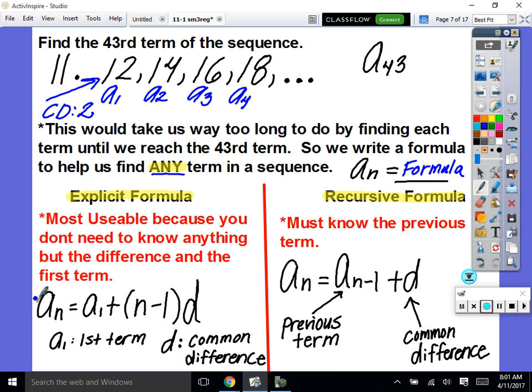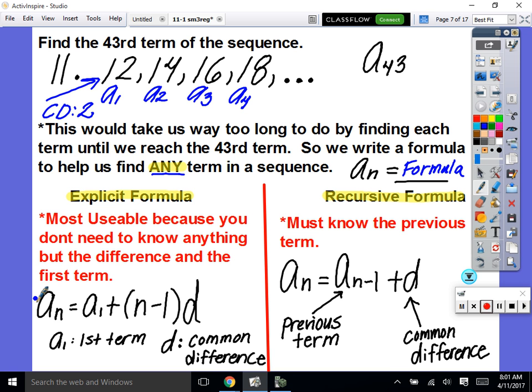So a sub 1 is the first term, d is the common difference, and n is the nth term you're trying to find. This is the most usable formula because you don't have to know anything but the first term and the common difference, and you'll always be given that. So a recursive formula is a lot easier to do. It's a lot easier to write. However, it's not very useful because you must know the previous term to actually use the recursive formula.